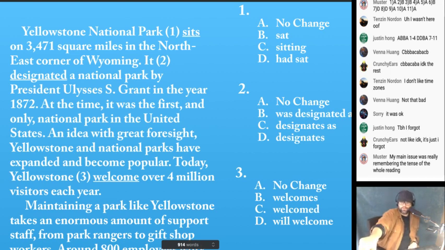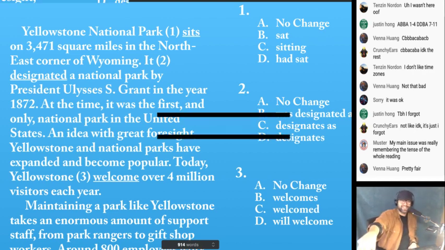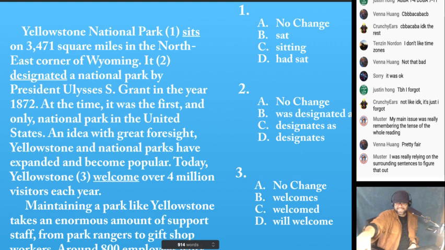My main issue was really remembering the tense of the whole reading. Yes, it's difficult, bro. Pretty fair. Thanks. Yeah, this is difficult stuff. So the fact that you guys pounded through it, and in time, is very encouraging. This is the first time you guys have ever had to do something like this on this channel, so I'm very pumped for you guys. Surrounding sentences to figure that out. That's exactly what you've got to do, my guy.